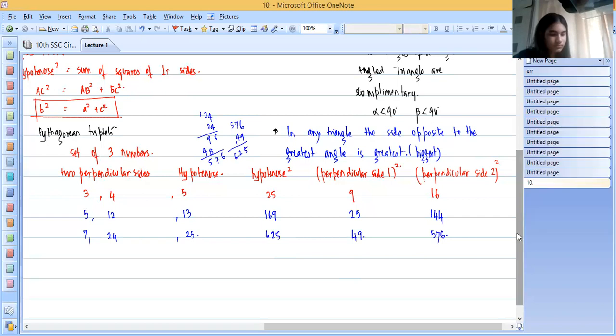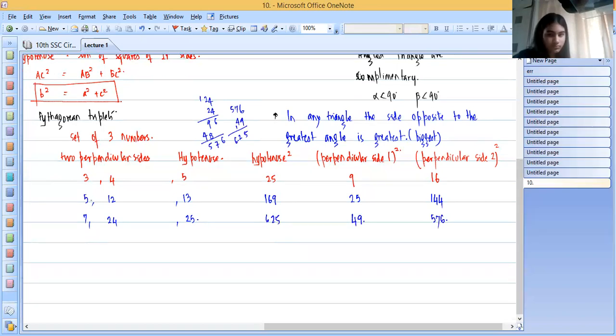there is another set of Pythagorean triplets. See, if 3, 4, 5 is a Pythagorean triplet, then 3k, 4k, and 5k is also a Pythagorean triplet, where k is any whole number. So let's look at this for k equal to 2. So you have 6, 8, and 10. What is hypotenuse square? 100. What is 6 square? 36. What is 8 square? 64. So you have this as a Pythagorean triplet.